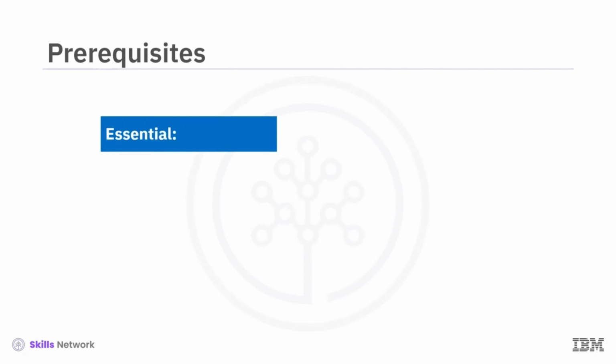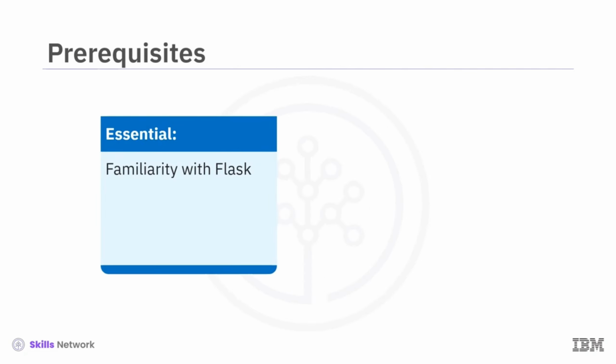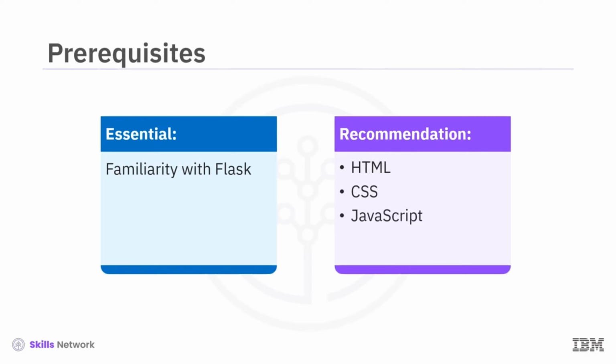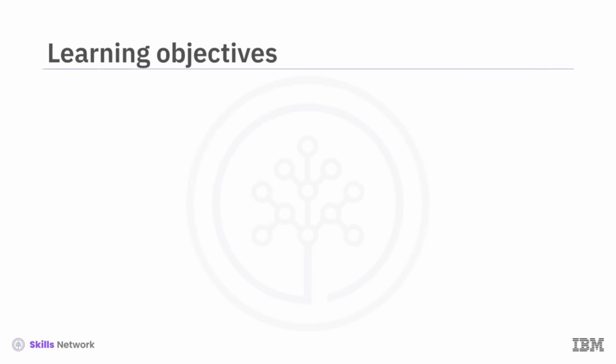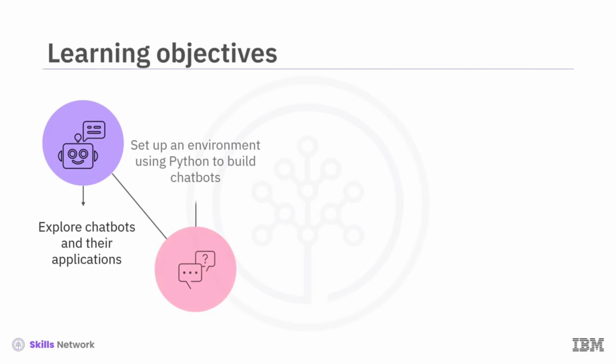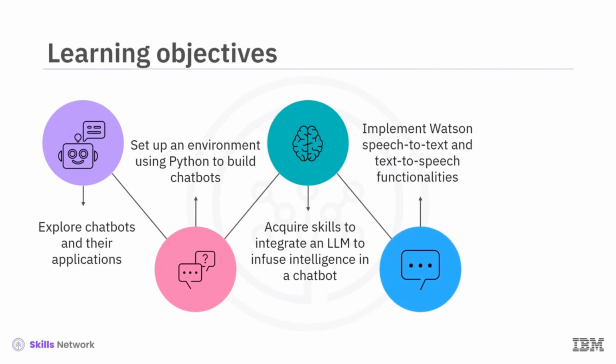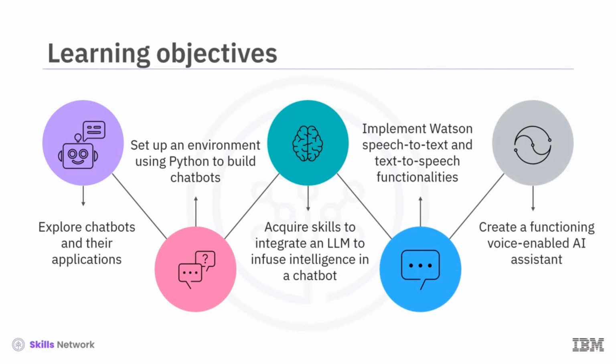To work on this project, you should be familiar with Python and Flask. Also, it is recommended, but not essential, to have a basic knowledge of HTML, CSS, and JavaScript. The project provides step-by-step instructions on how to work with the code and the different activities required to build the chatbots using AI tools. By the end of this project, you'll be able to achieve the following objectives: explore chatbots and their applications, set up an environment using Python to build chatbots, acquire skills to integrate an LLM to infuse intelligence in a chatbot, implement Watson speech-to-text and text-to-speech functionalities, and create a functioning voice-enabled AI assistant.